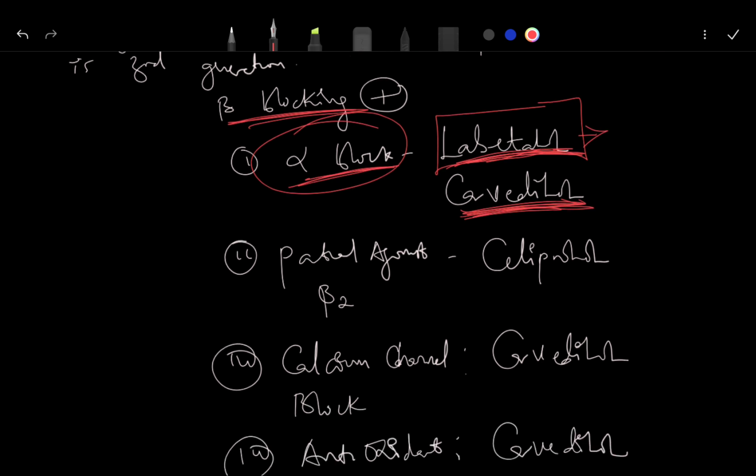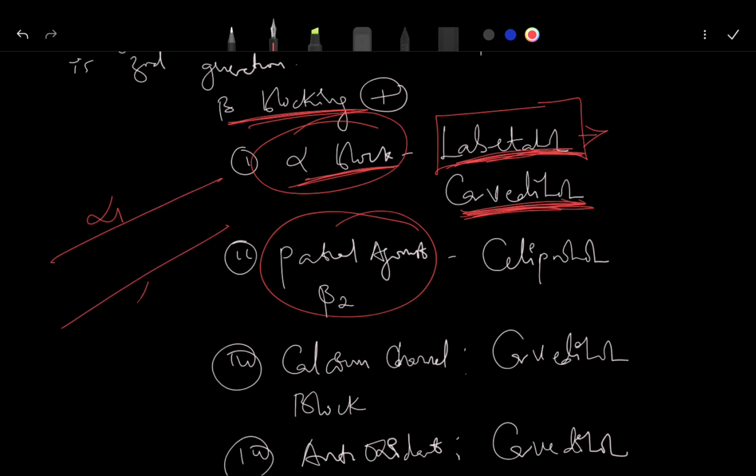Then another mechanism that can act as a vasodilatory agent while still acting as a beta blocker is partial agonist activity at the beta 2 receptor. Remember that the blood vessel has alpha 1 and beta 2. If I act as a partial agonist here, I'm going to cause vasodilation, because the function of beta 2 is to cause vasodilation. That is the role of celiprolol.